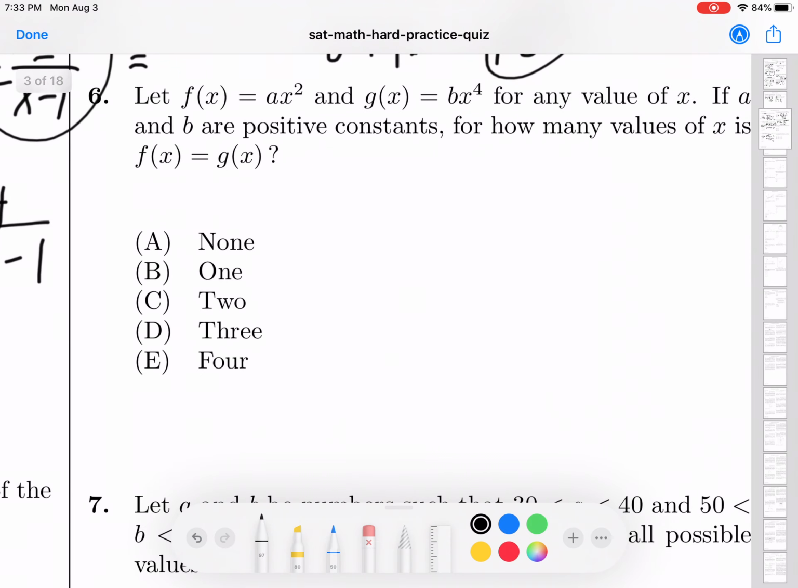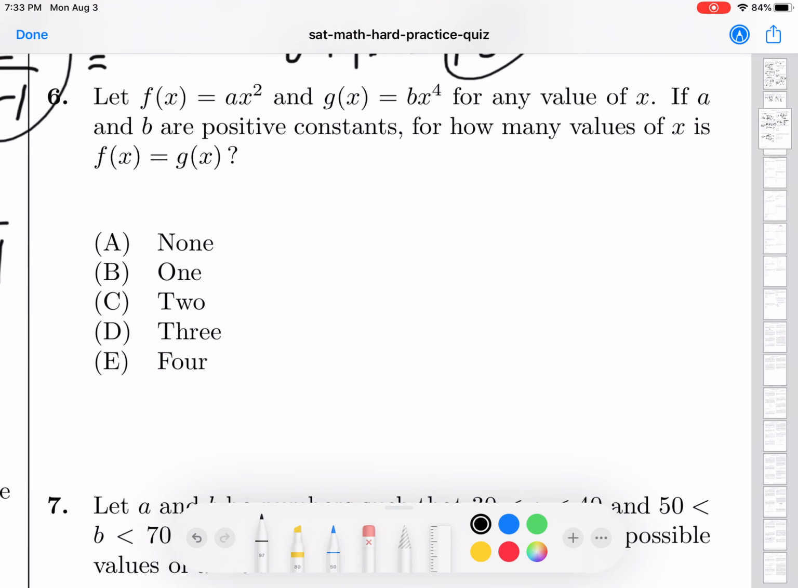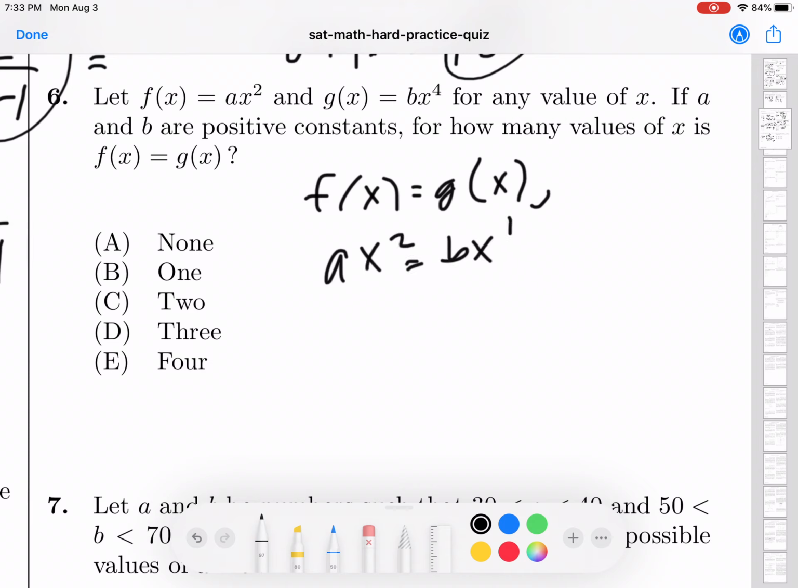Let f of x equal ax squared and g of x equal bx to the 4th for any value of x. If a and b are positive constants, for how many values of x is f of x equal to g of x? Okay, so if f of x equals g of x, then ax squared equals bx to the 4th. Now, one of these values is obviously going to be x equals 0. We have 0 equals 0, that works.